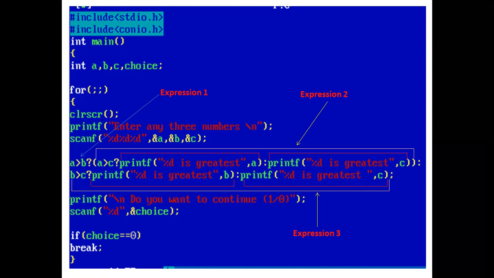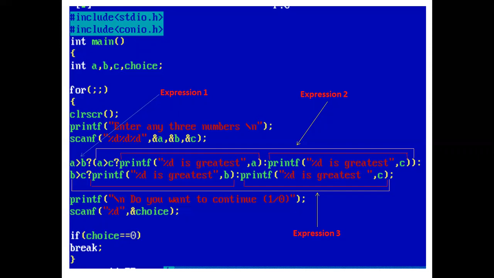Suppose the user enters the values of A, B and C as 3, 2 and 1. Now expression 1 is evaluated. A is greater than B, 3 is greater than 2, which is true. So expression 2 is executed.